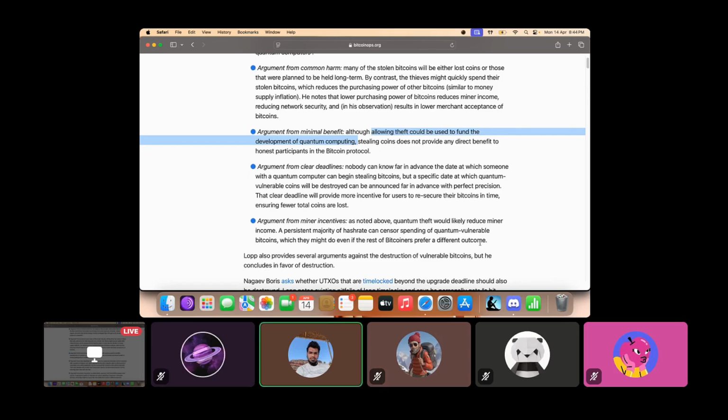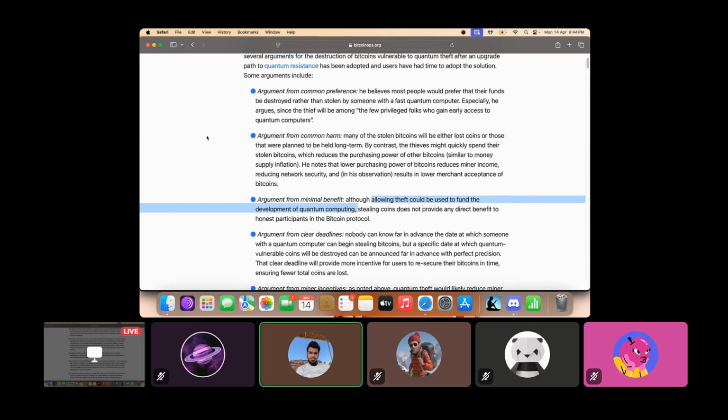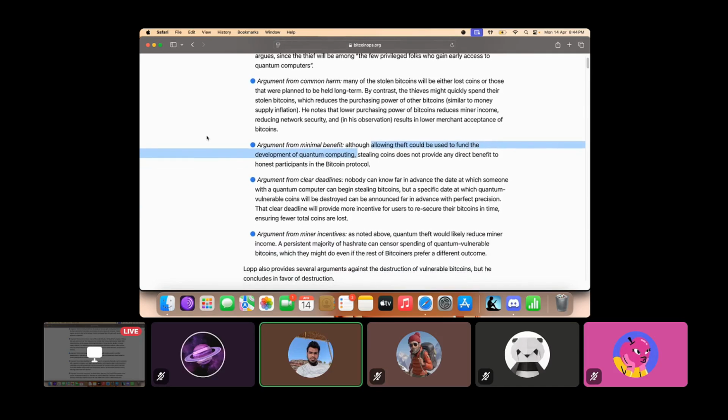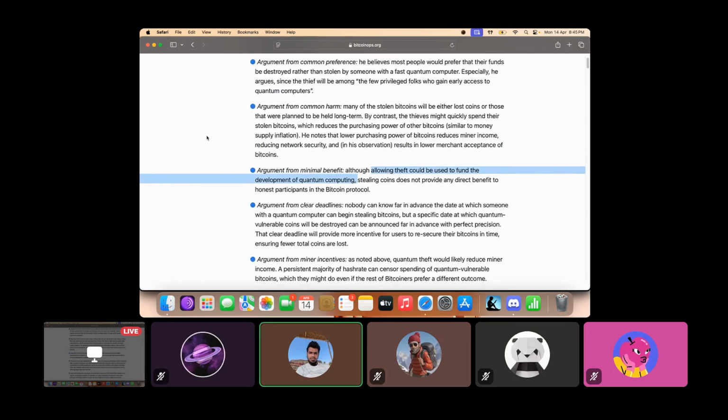So these are some arguments made by Jameson Lopp, which are discussed or enlisted from different avenues: from common preference, from common harm, from minimal benefit, from clear deadlines, from miner incentives. You might agree with some, you might disagree with some, you might agree with all, you might disagree with all. I don't know. I'm not really sure. I cannot convey this with utmost authority.